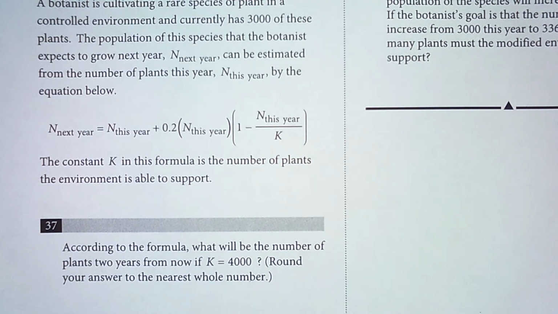According to the formula, what will be the number of plants 2 years from now if K equals 4,000? Round your answer to the nearest whole number. Go ahead and pause the video, try the problem, and then press play.